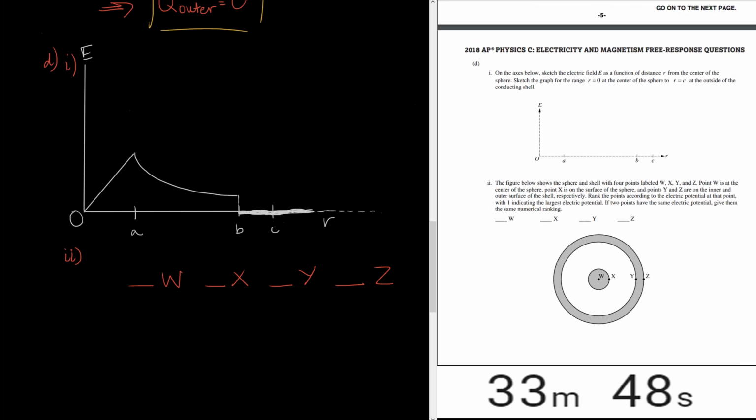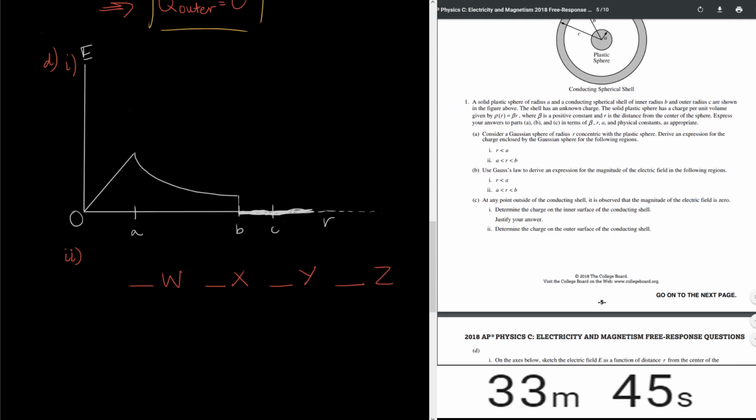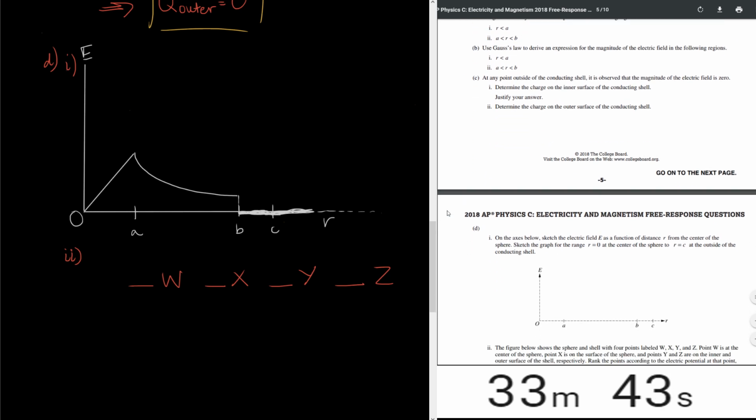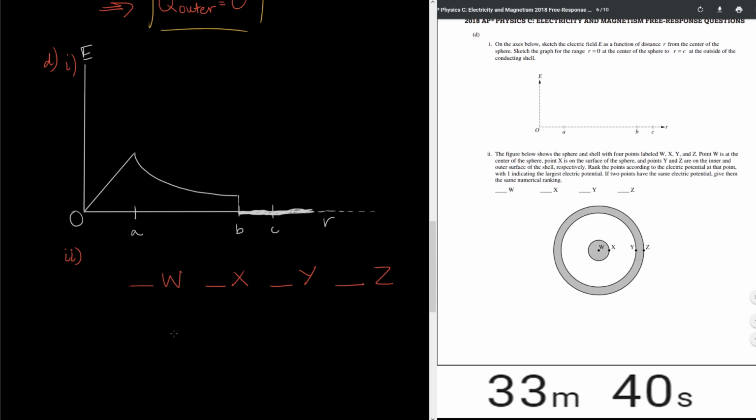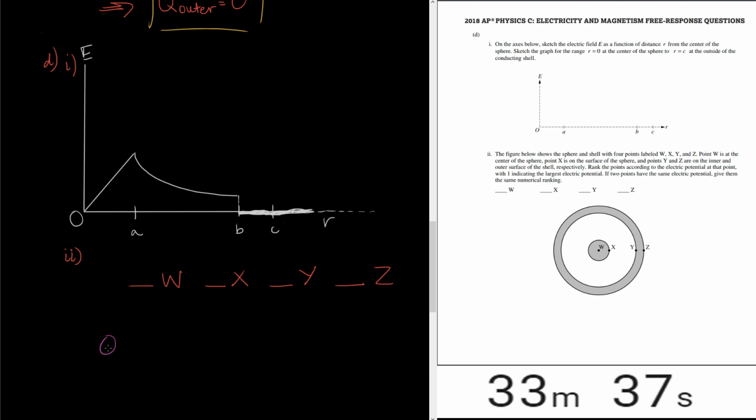So we know that beta is a positive constant. That's very important, because what it tells us about our diagram, if we were to just draw it out here, is that the inner sphere is positively charged and the outer sphere is negatively charged. So the point with the highest electric potential is going to be W, because W is furthest buried inside.